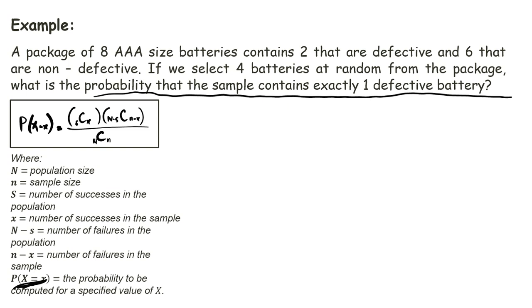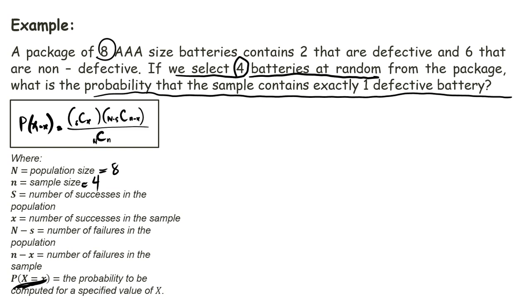So, define po muna natin bawat isang variable. Ano ba si big N? Population size. Ano po ang sabi dyan? A package of 8 AAA size batteries. So, your big N or population size is 8. Next, sample size. If we select 4 batteries at random, mukha ka na ng 4. Yan. So, that is the sample size.